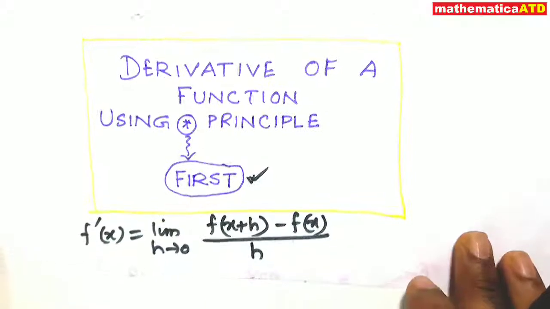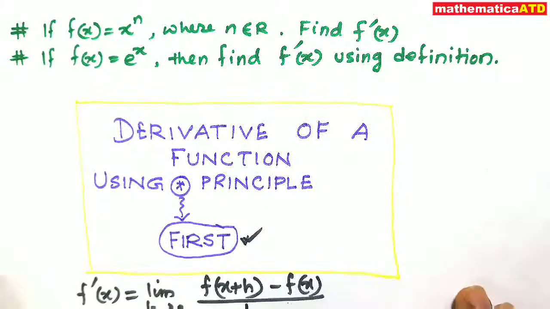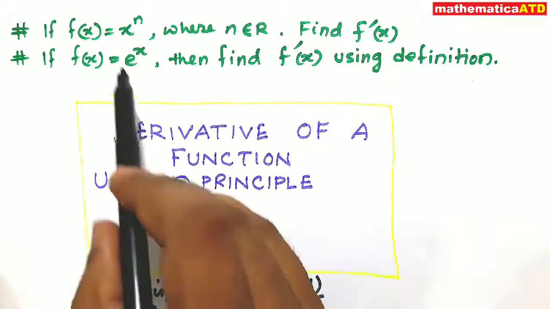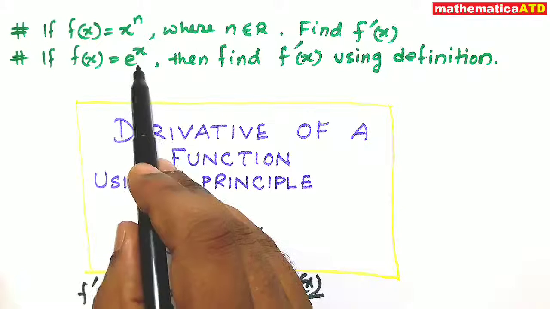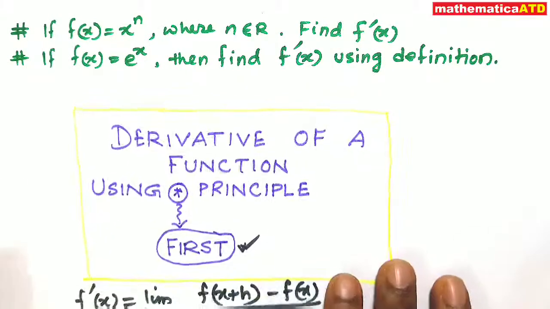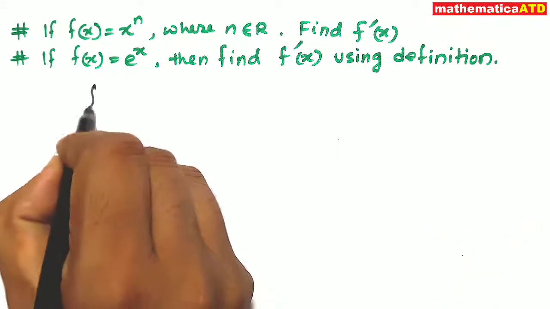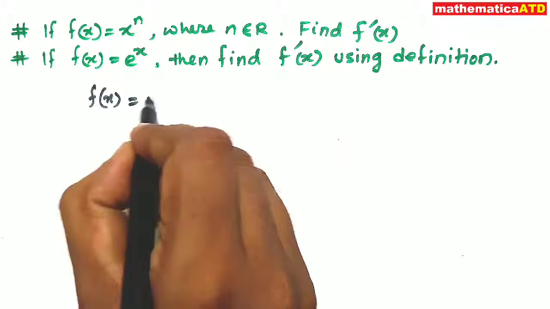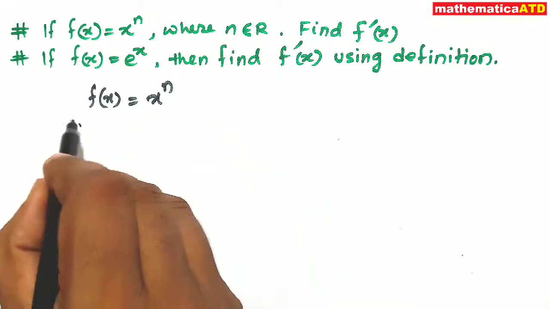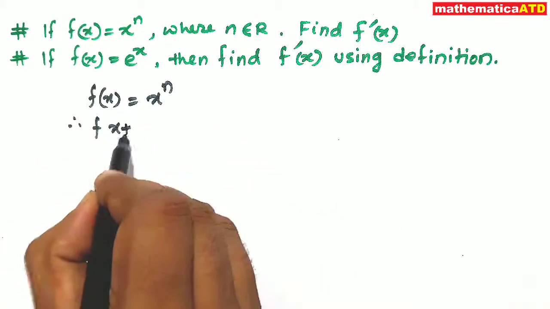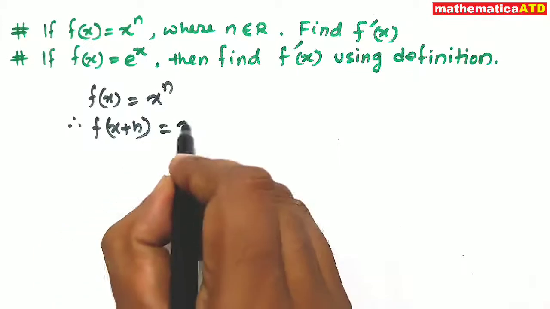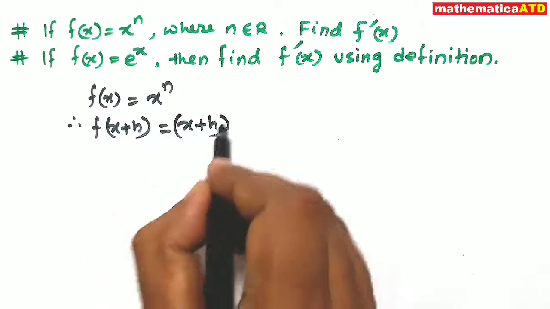Using this, we shall evaluate two derivatives respectively of x to the power n and e to the power x. First of all, x to the power n. Friends, we take f(x) is equal to x to the power n. Therefore, f(x+h) is equal to (x+h) whole power n.